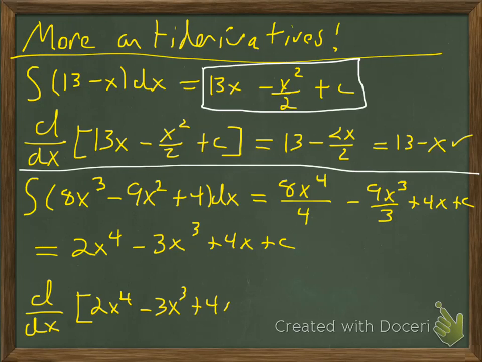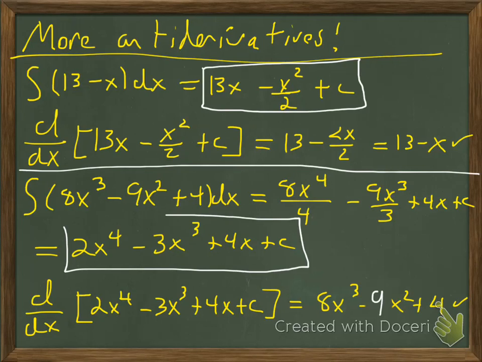So when we take the derivative of 2x to the 4th, that 4 is going to come down and become 2 times 4, which is 8. Subtract 1 from the exponent, 8x cubed, minus the 3 comes down. And we'll subtract 1 from the exponent, and it looks like in the excitement I didn't write this down correctly, so let's fix that. So 3 times 3 is 9. Okay, and then the derivative of 4x is just 4, and the derivative of the constant is 0. And we do get the original integrand, and we have correctly found the antiderivative.